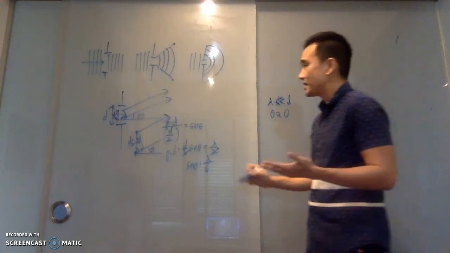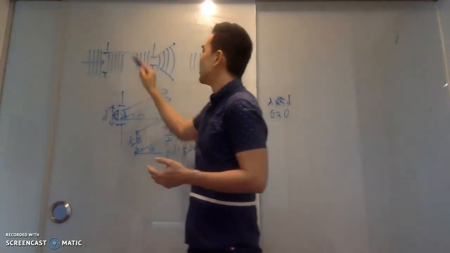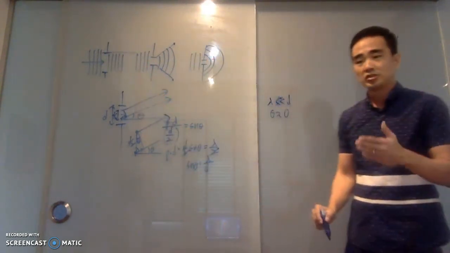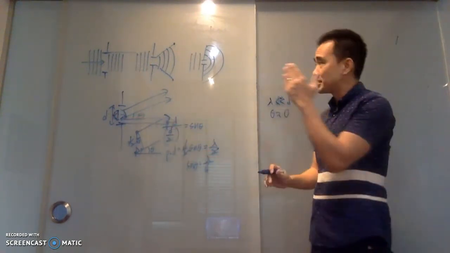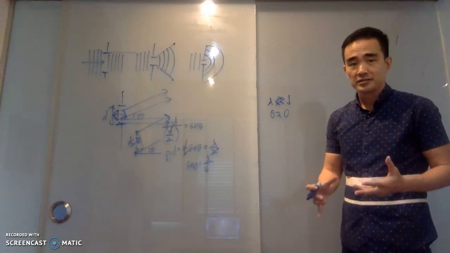Now what does this mean? It means that there is no spreading. The first minima occurs at a position directly opposite the opening. So that's no spreading in the physical sense.